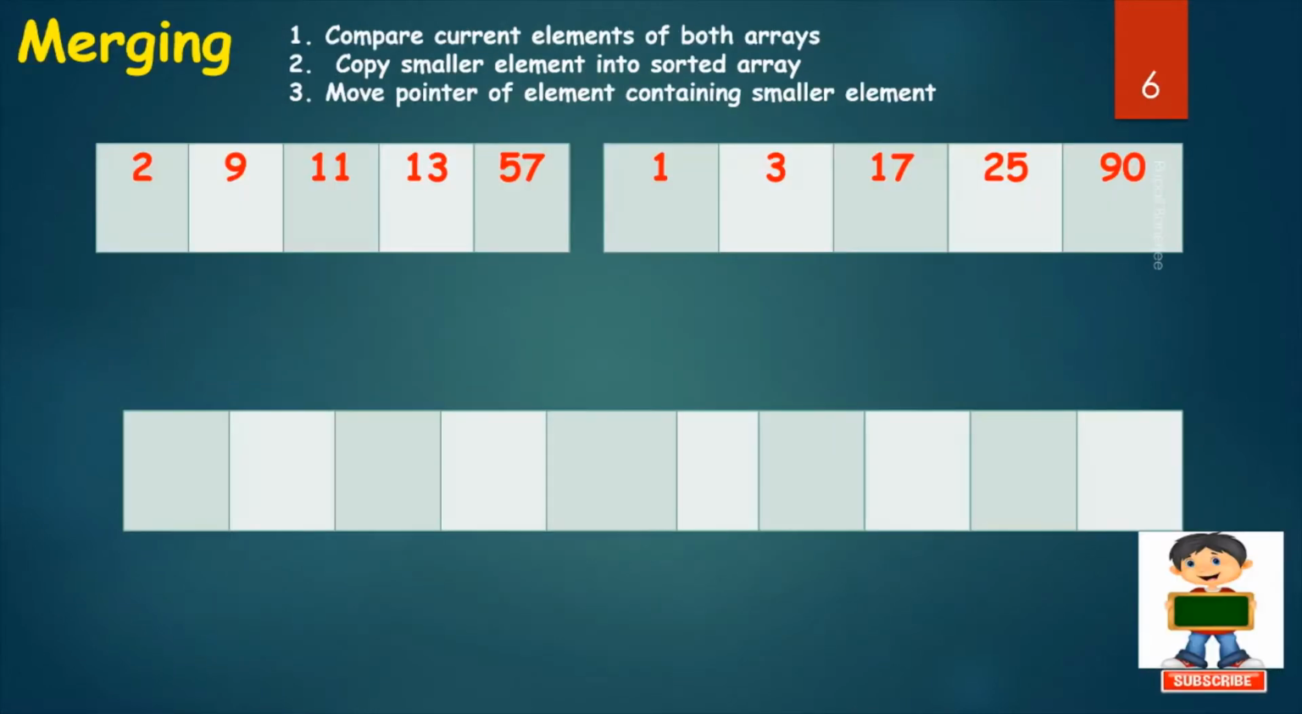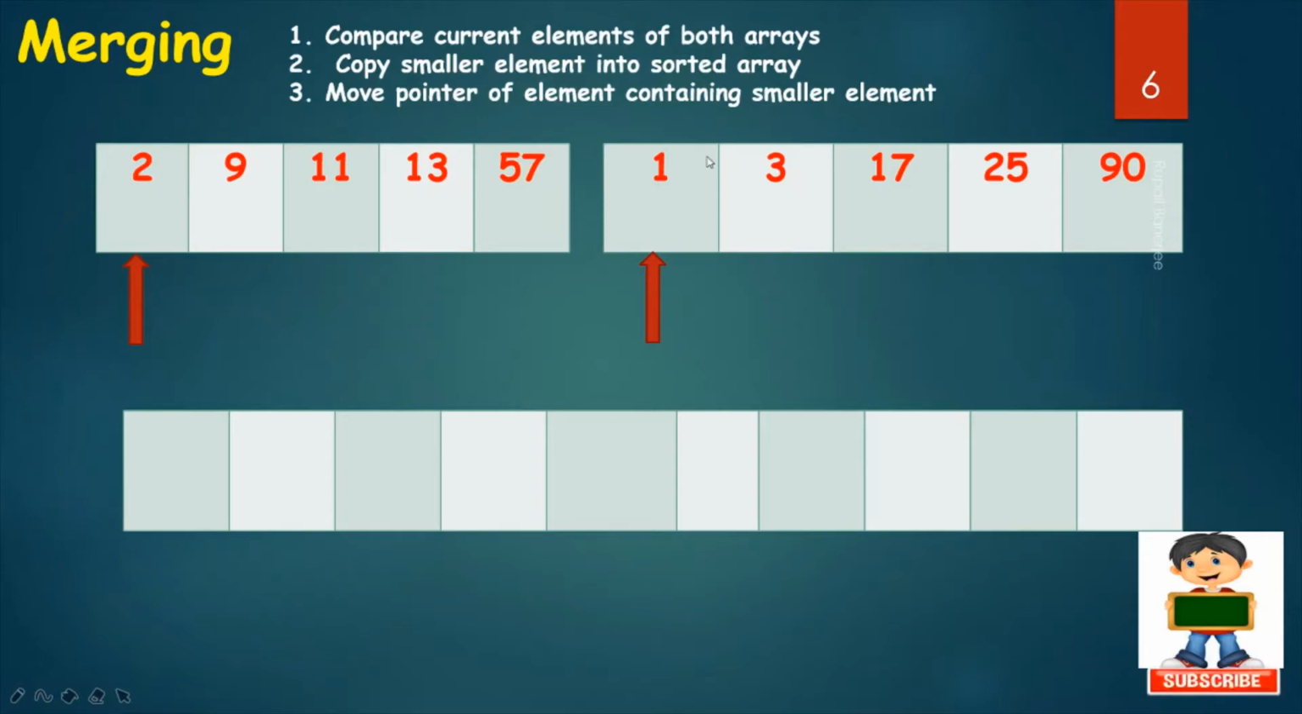Now see how merging works. When we merge two sorted lists, how will it work, how can we merge? First, compare the current elements of both the arrays. There are two arrays, they are sorted themselves. See, this one is sorted and this one is sorted. And first, compare the current elements of both arrays. So, this is the first element and this is the first element.